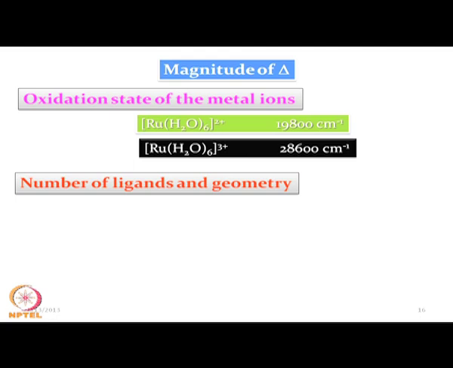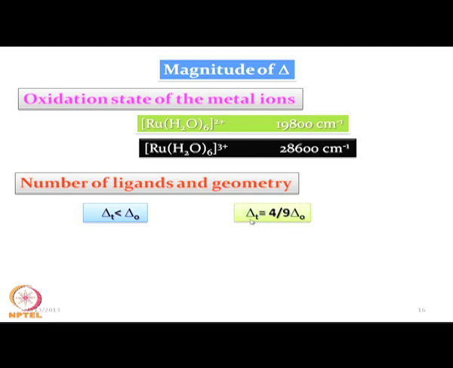Then the number of ligands and geometry are also very crucial, in how the number of ligands can change a particular geometry as well as the delta value. As we have already seen, since more ligands are present in octahedral geometry, delta O is always greater than delta T, which is for the tetrahedral geometry with fewer ligands, that means 4 ligands compared to 6 ligands.